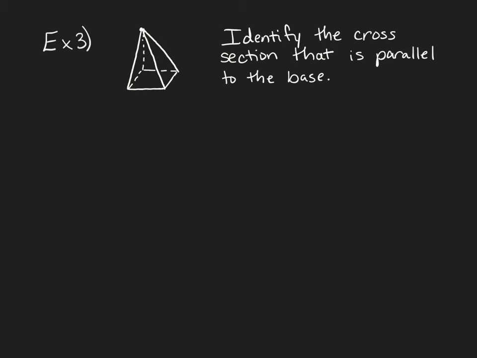So we're going to identify the cross-section that is parallel to the base. Remember earlier when we saw parallel, that meant same as the base. So we look at the base of this pyramid, and we see this square or rectangle shape. It's kind of hard to identify whether it's a square or rectangle from this angle, but we know that a rectangle would include a square. So I'm going to say if it's parallel to this base, it's the same thing, and I'm going to call it a rectangle.